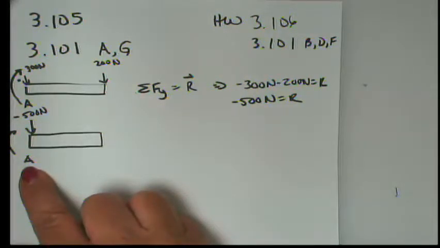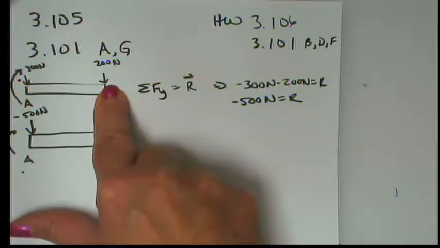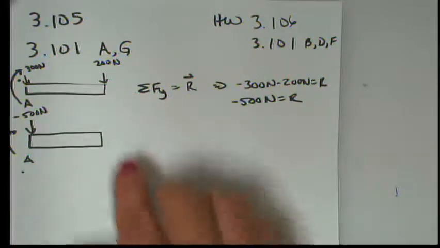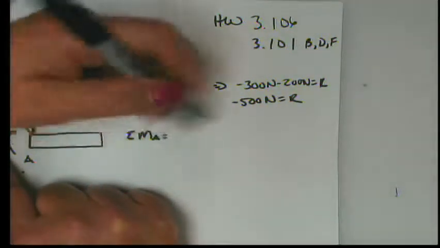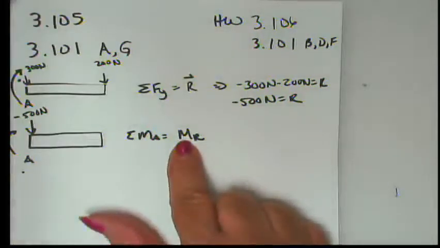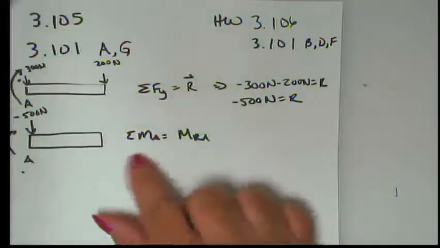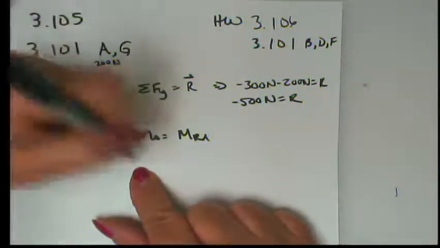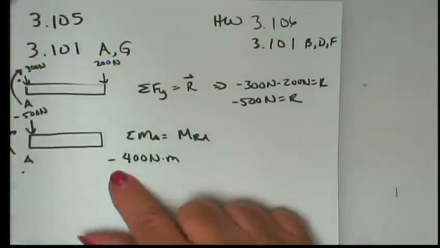then I want to go back to my original drawing and decide what's going to be happening with this 200 Newton force. In other words, when I do the summation of moments about A equals the resultant moment on this, and I should say at point A. Okay, so we have the free force, which is 400 Newton meters. The spin is clockwise, so it's negative.